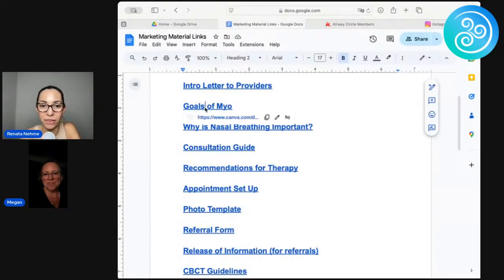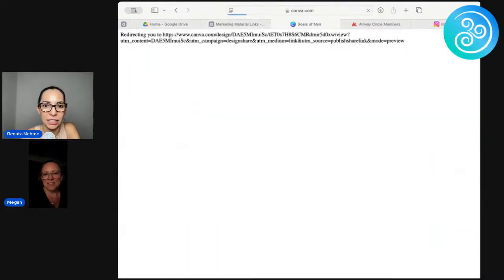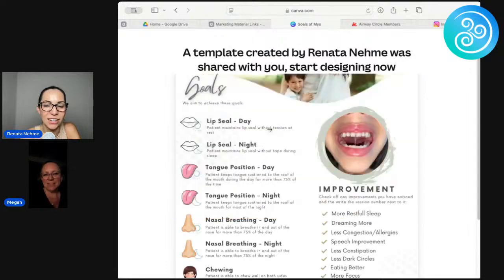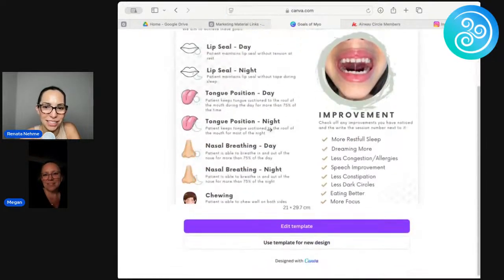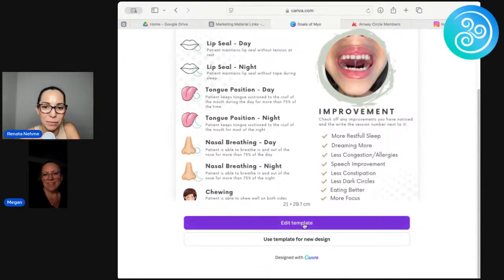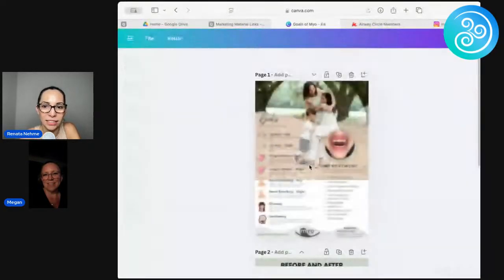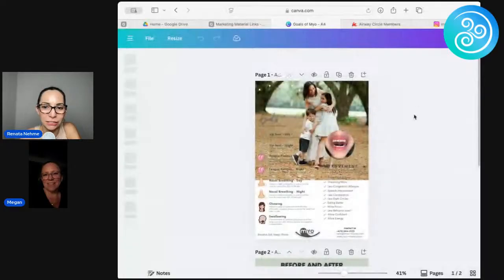So for example, if I click on goals of Myo, it's not going to open up in this screen. Let's see. Oh, it is going to open up. Can you guys still see it? Awesome. Okay. So here's my template. You guys can literally come edit this template and you can put your own.